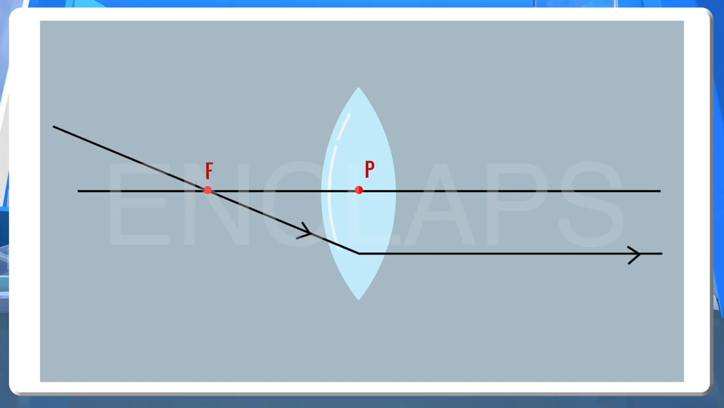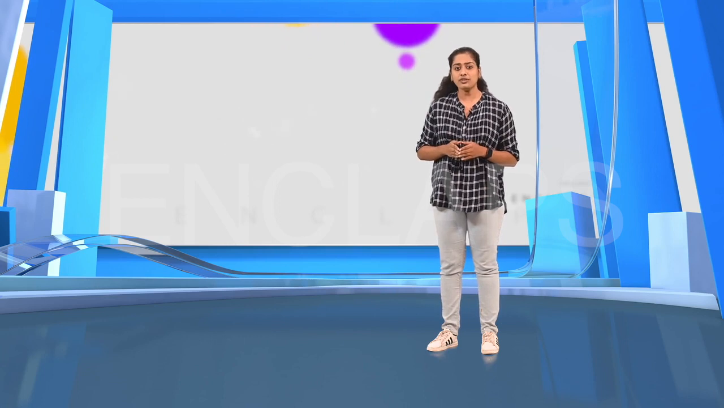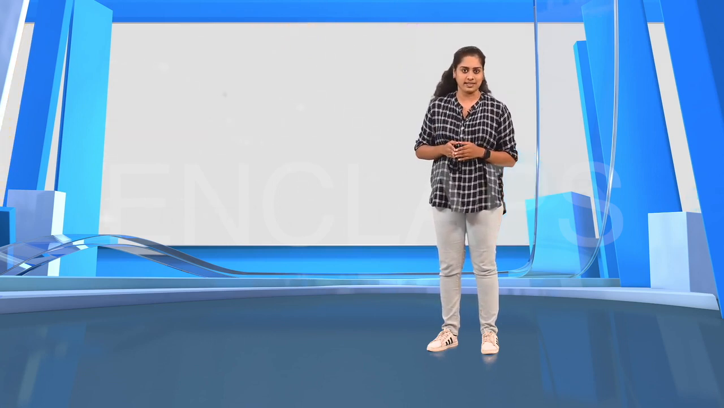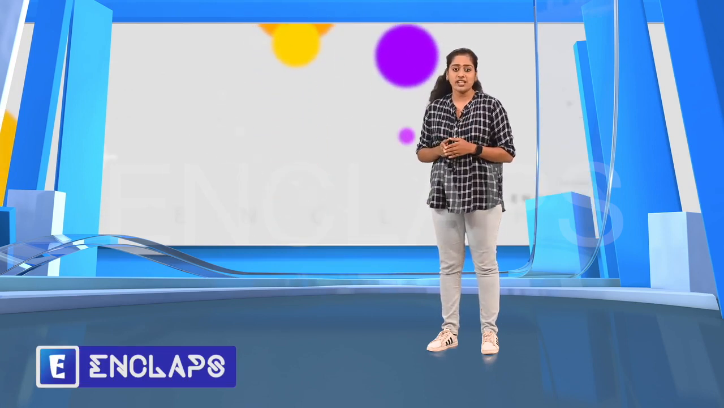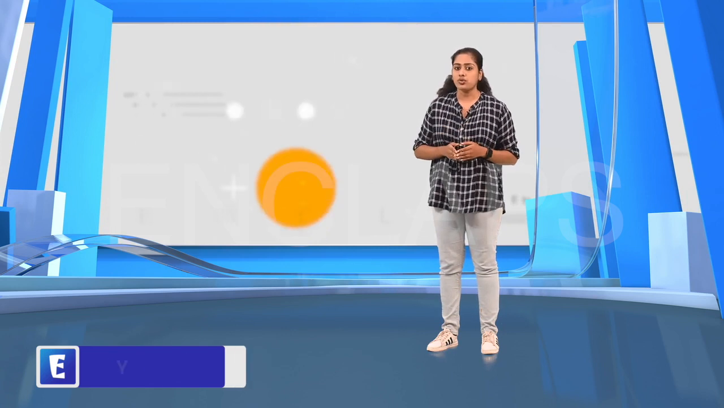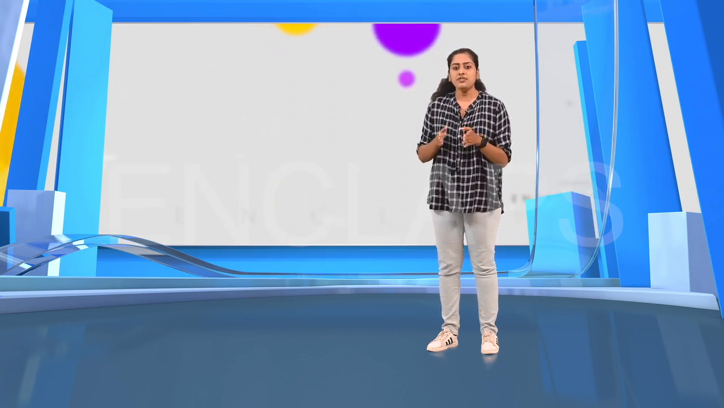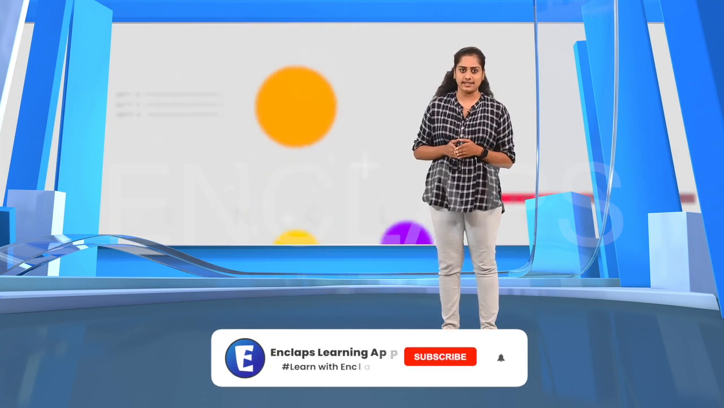So, using these rays, we can draw the ray diagram and find the image positions and their characteristics. There are 6 major object positions. They are at infinity, beyond 2F, at 2F, between F and 2F, at F, and between F and the lens. Let's consider each of the situations in the case of a convex lens.